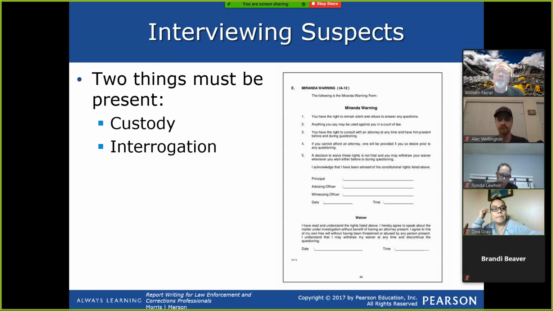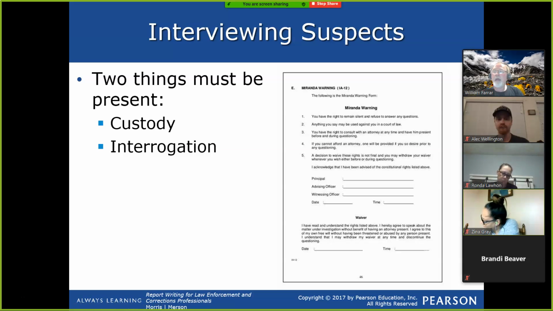So that's one way. The other way is what we call a Miranda warning form. So it kind of looks like this. This is a generic one, but it has the same information as on the card, but you have the person sign it. And then you have a witnessing officer sign it. So that way they understand. And then here it talks about if the person decides to waive their rights, we would date and time that as well, meaning that they're willing to talk to us.